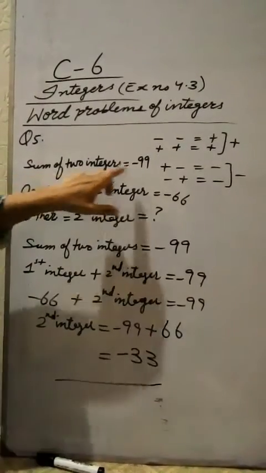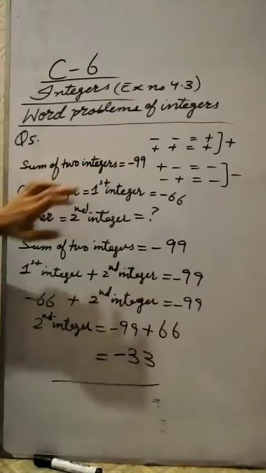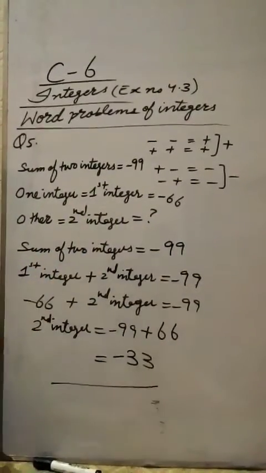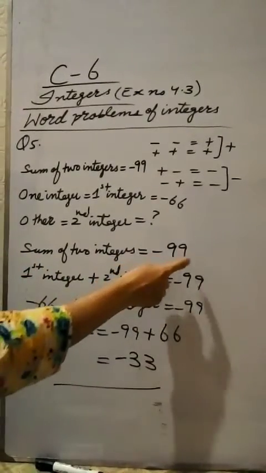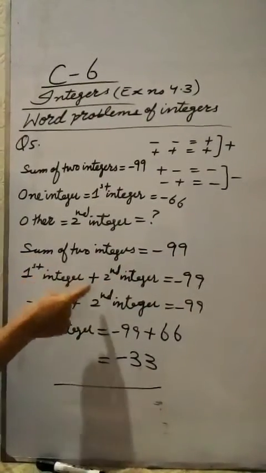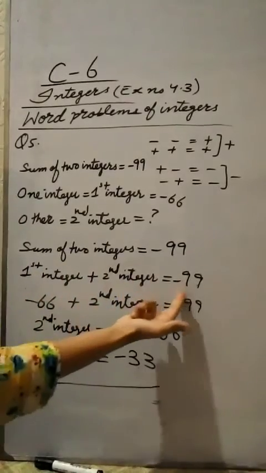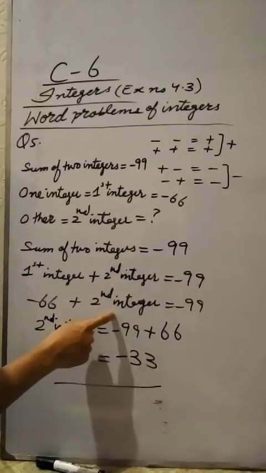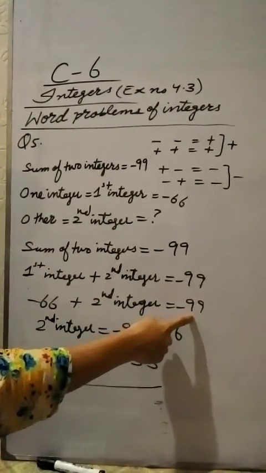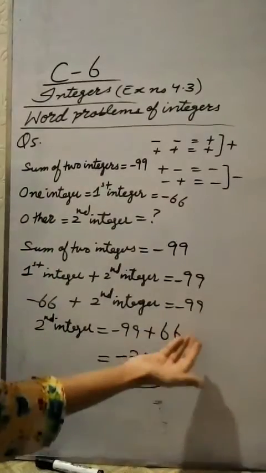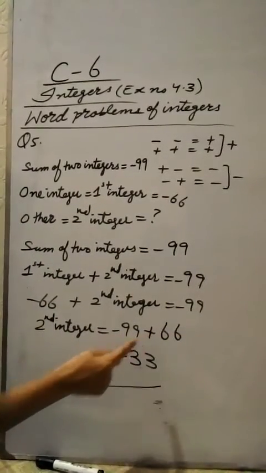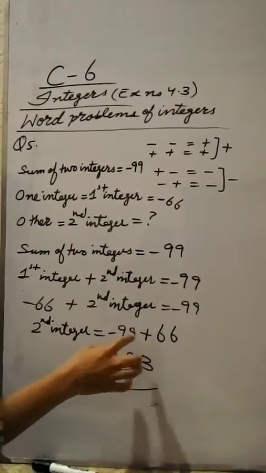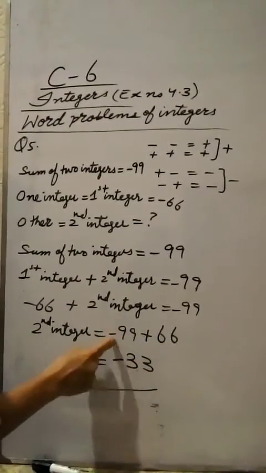See again. The question is sum of two integers. Two integers' sum is given. One integer, meaning the first integer, has value minus 66. Second you need to find. So write the statement. Sum of two integers, the answer is this. Sum means addition of first and second. This is the answer. Now first integer value is minus 66. Second integer you need to find. Minus 66 and minus 99 are relatives. When 66 goes to the right hand side, it will become plus. So minus converted into plus. Minus 99 plus minus 66, that is 33, but take the sign of the bigger value.